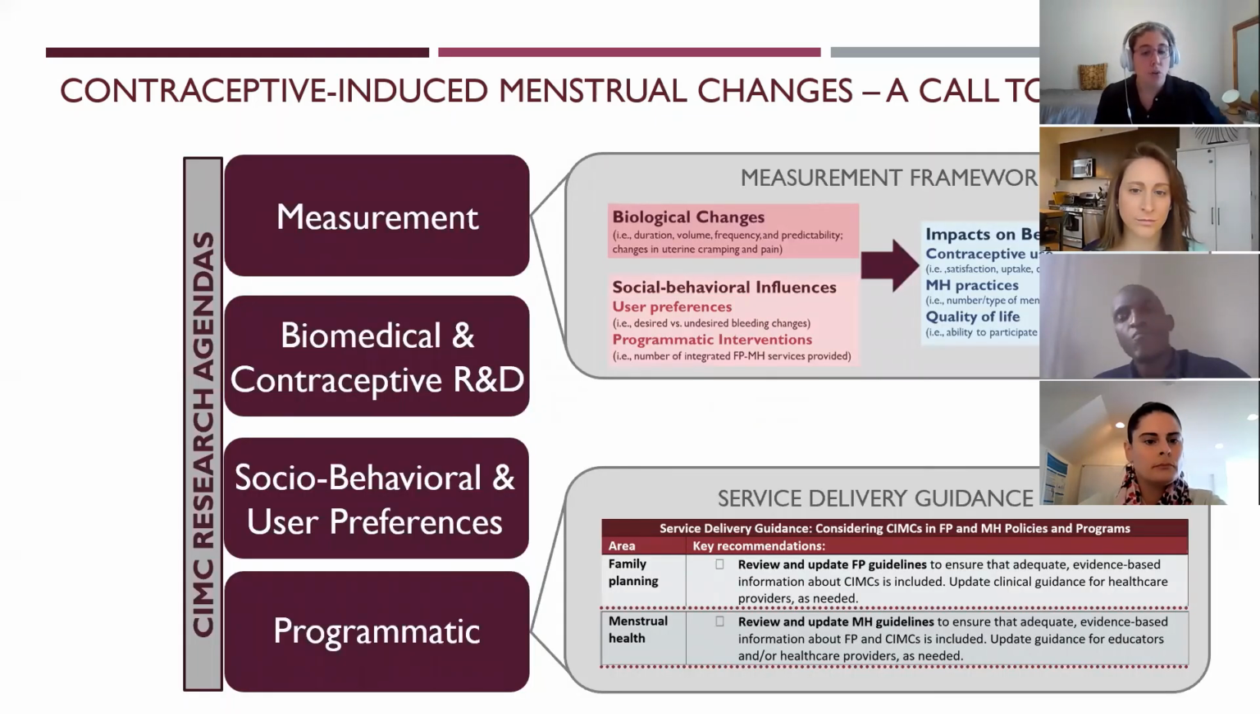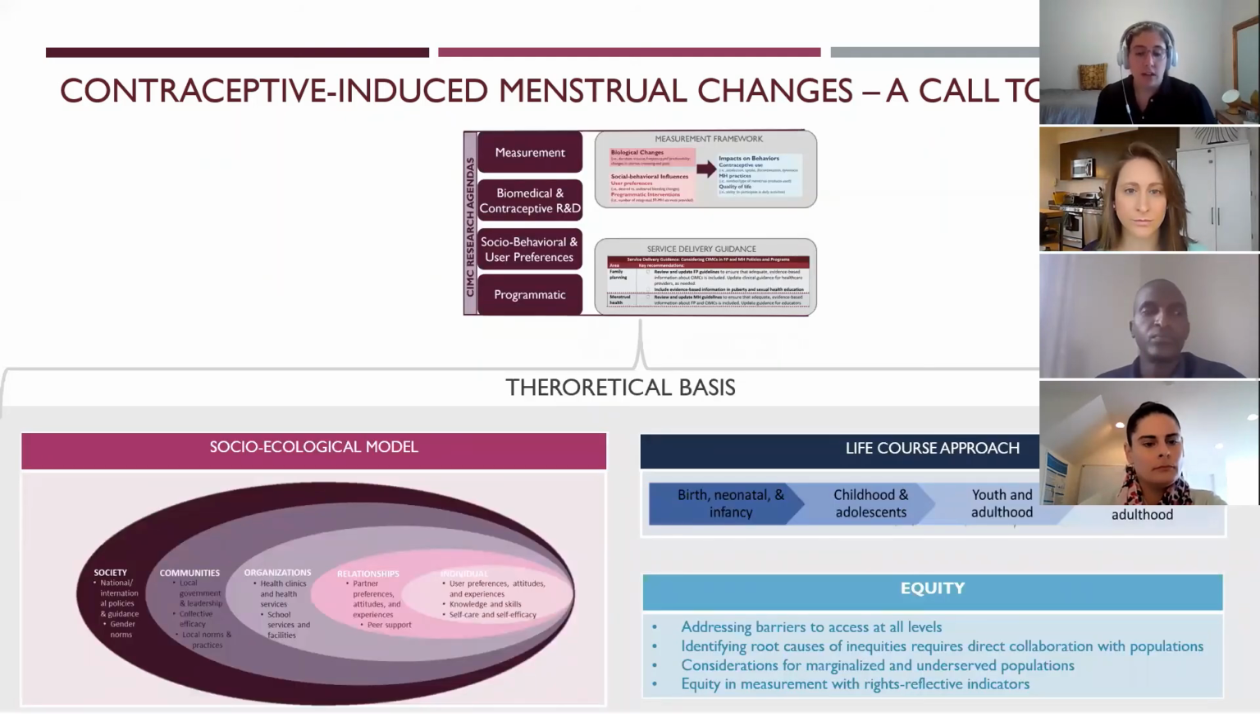The call to action also includes a measurement framework with a list of indicator categories, as well as a checklist that provides key recommendations for service delivery to address CIMCs. And then finally, the research agenda and other components of the call to action are underpinned and were created using several theoretical lenses. This includes the socio-ecological model as well as a life course approach. And then additionally, the issue of equity has been woven throughout the research agenda and the call to action.